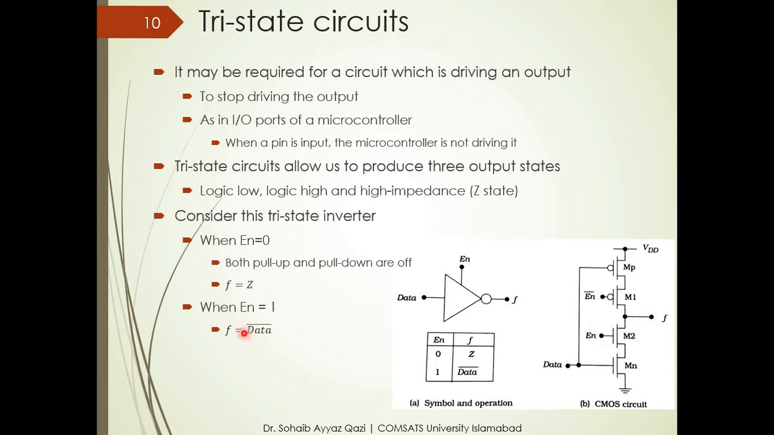In the other case, when we have En equal to 1, this nMOS will be turned on, this will be 0, and this PMOS will be turned on as well. And then we will have an inverted output at the output terminal, which is represented by F here.